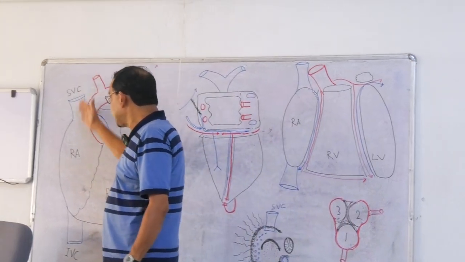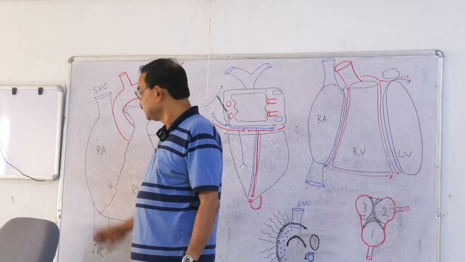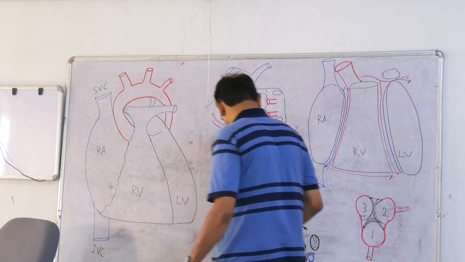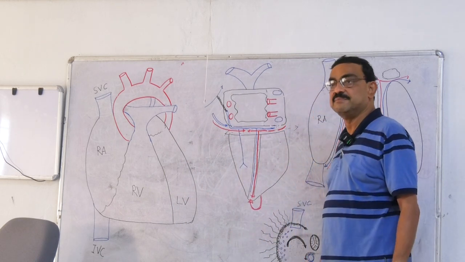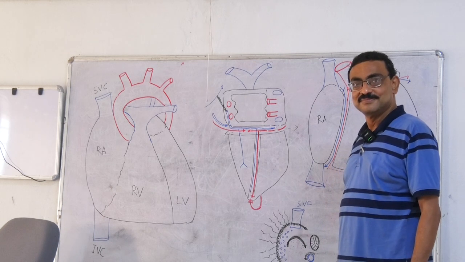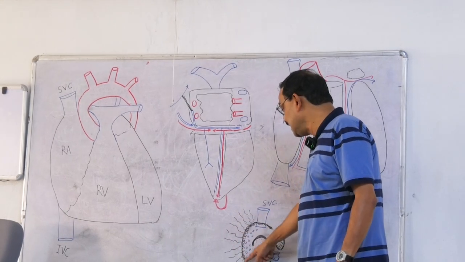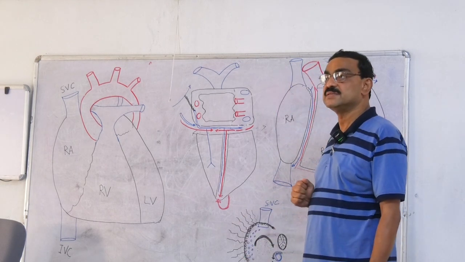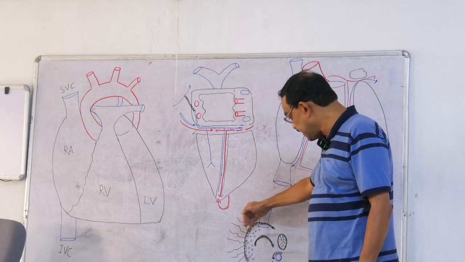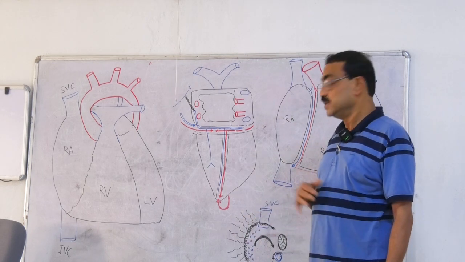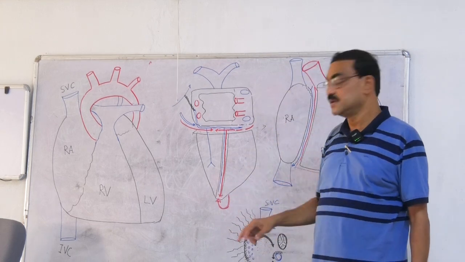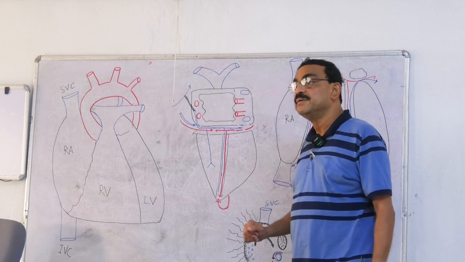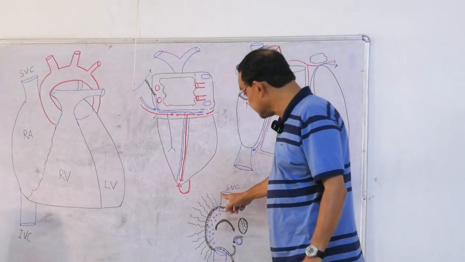Now, if we cut open the right atrium, suppose we cut it from here and retract it, then we can see the interior of the right atrium. Anteriorly, we can see some muscle fibers radiating. The anterior part is rough, whereas the posterior part is smooth. This anterior rough part, where we get so many muscle fibers, these are the pectinate muscles.